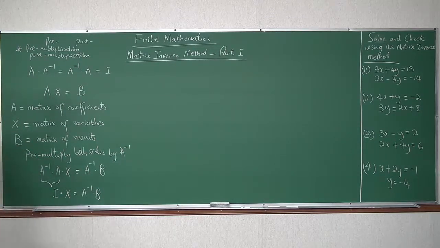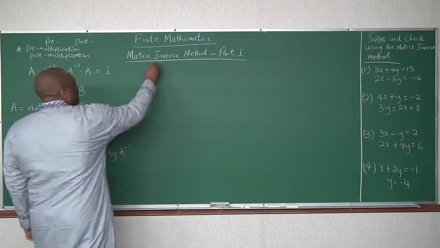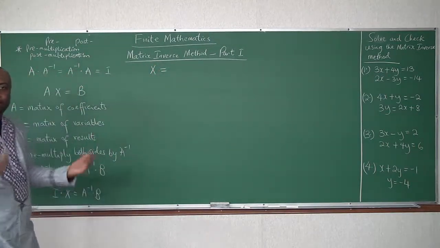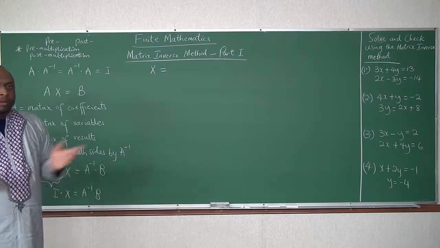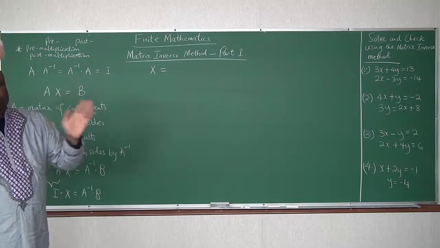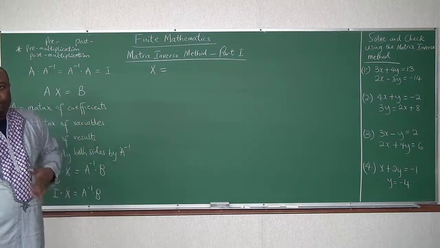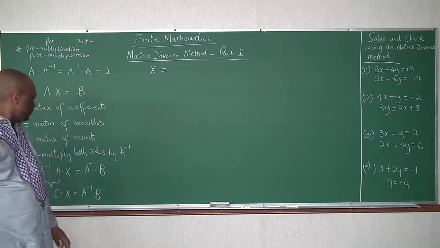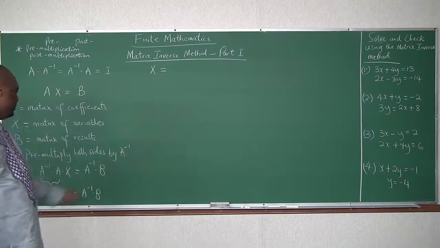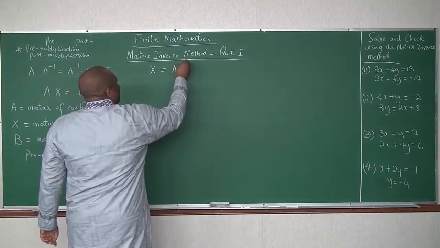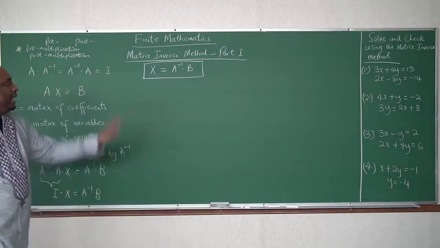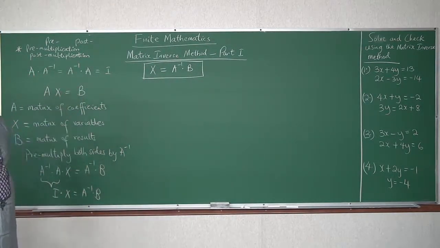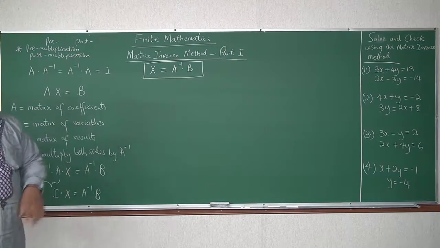Pre-multiplication by A inverse. Now, I times X, of course, will give you X, because if you multiply any matrix by an identity matrix, it still gives you that matrix. Remember, an identity matrix is just ones along the principal diagonal, and every other thing is zero. So this gives you X, which is now A inverse times B. This is the formula that we need to find the matrix of the variables.